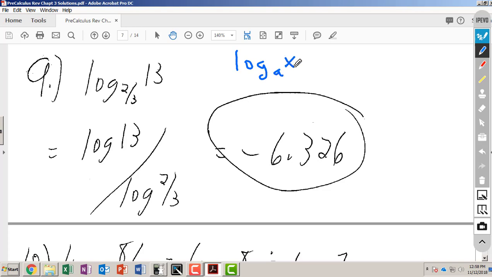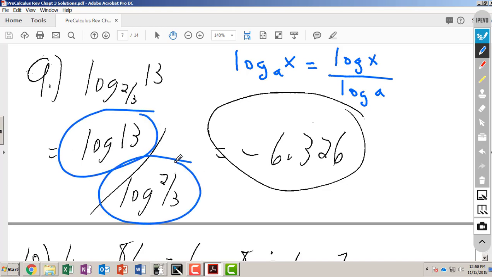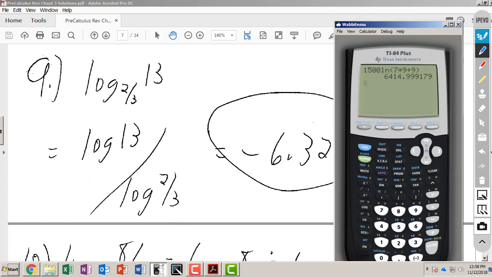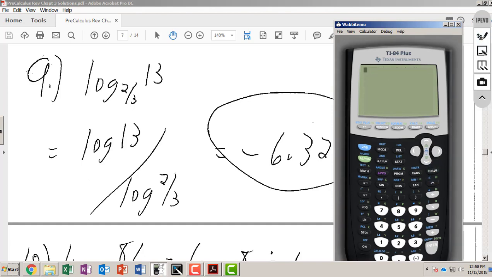base a of x, put it in your calculator, you're just going to take log x divided by log a. So log of the top divided by log of the bottom. So put that in, you've got log 13 divided by log 2/3. Putting that into your calculator, clear that out of there, and we're just going to type in log 13. And then we're going to divide that by log 2/3.